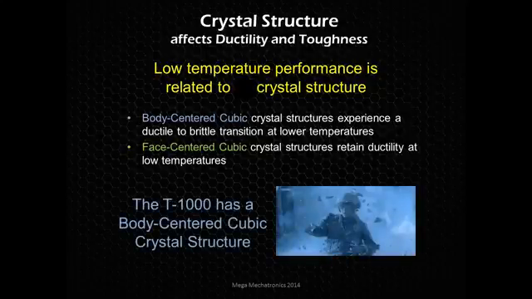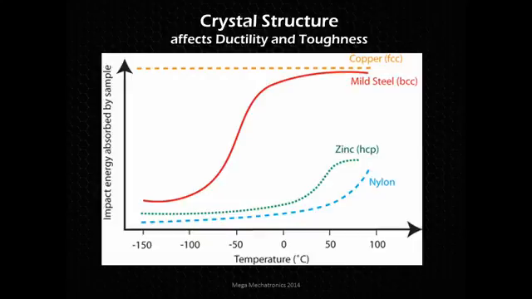So the T1000 is clearly body-centered cubic when he was fractured in that way. And looking at the chart again, as we touched on before, you see the copper is face-centered cubic. It's not affected by temperature, and this is related to that crystal structure. And you see the mild steel is highly affected. It does have the ductile-brittle transition.